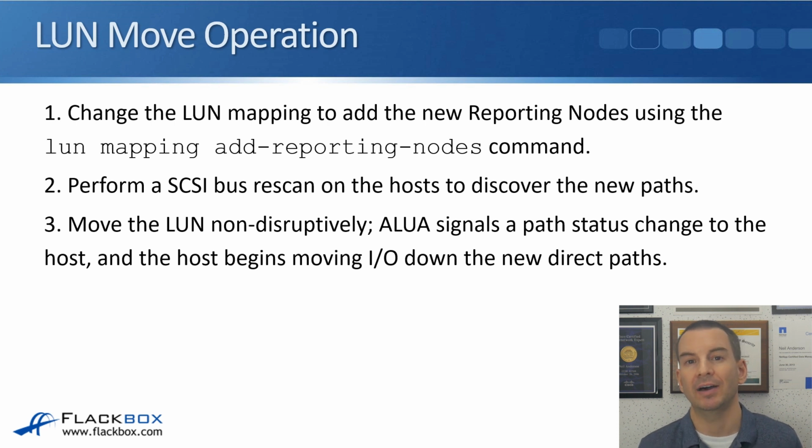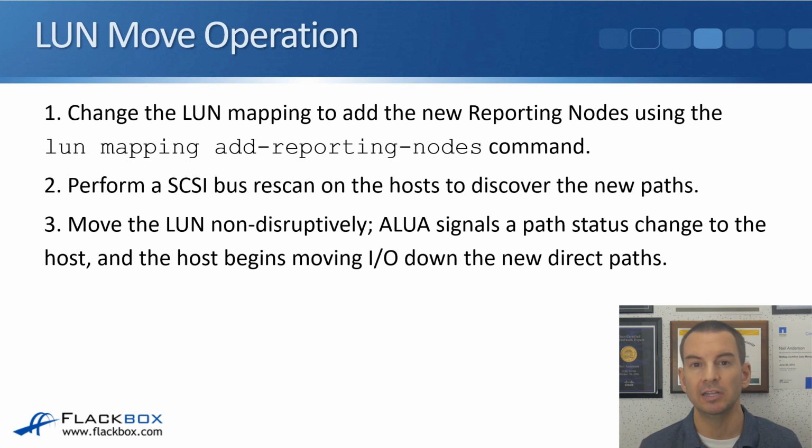So if you're moving that LUN to node 3, then you need node 3 and also node 4, which is its HA partner, to also report back to the host that it can reach the LUN through them. So the first thing that you would do in that example is add node 3 and node 4 as reporting nodes using the LUN mapping add-reporting-nodes command.